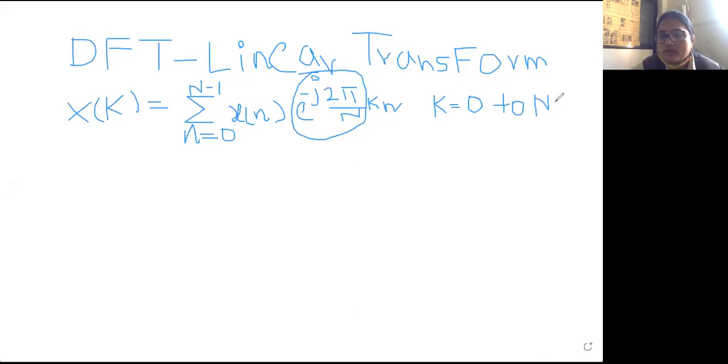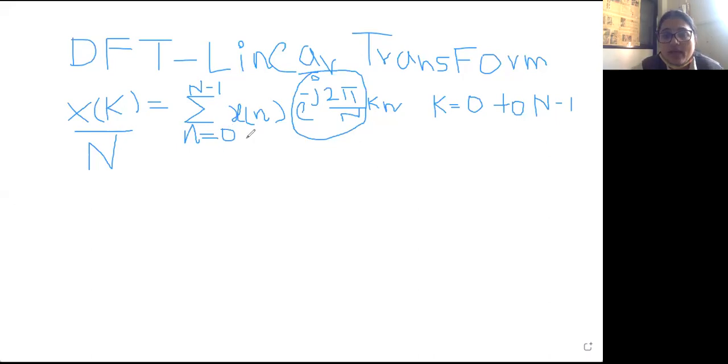If it varies from 0 to n minus 1, how many samples do I have for x of k? N samples. We have n samples, right? So here for x of k, we have n samples.